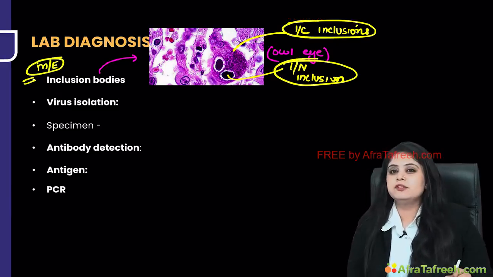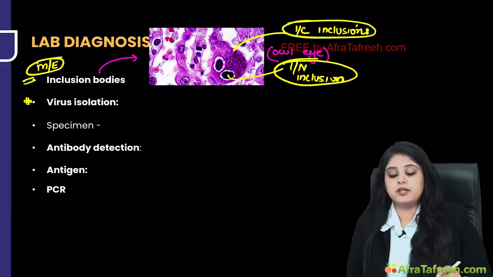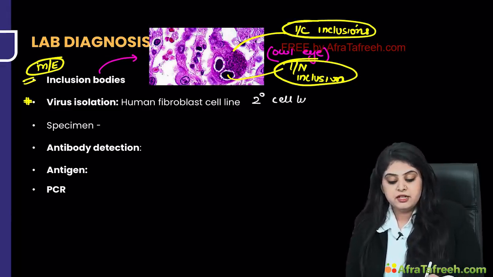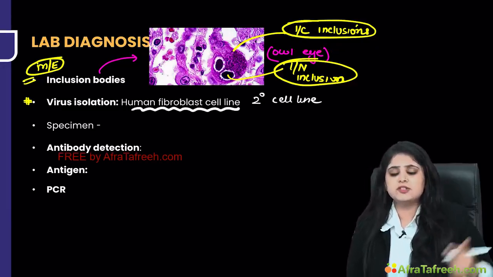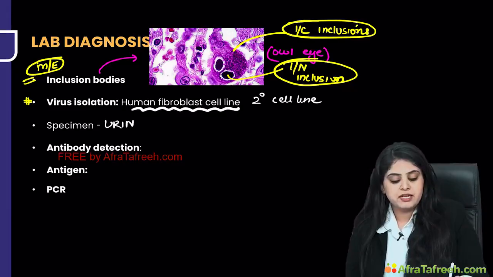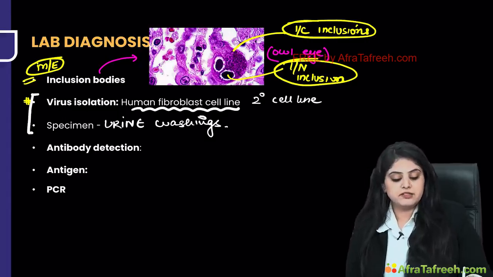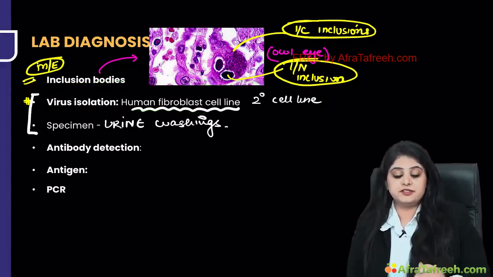But microscopic is never the final thing. Now you have to isolate the virus. I have taught you in general virology. How do you isolate the virus? What is the cell line? We were using a secondary cell line known as the human fibroblast cell line. And from where will we get the patient sample? The best sample that we get is the urine washings. So repeating, virus isolation using which cell line? Human fibroblast cell line. Learn it as it is.